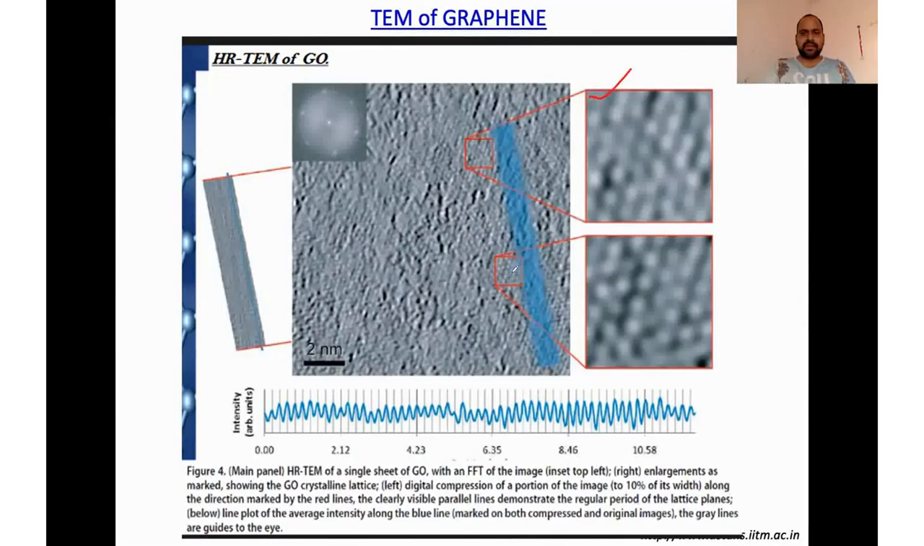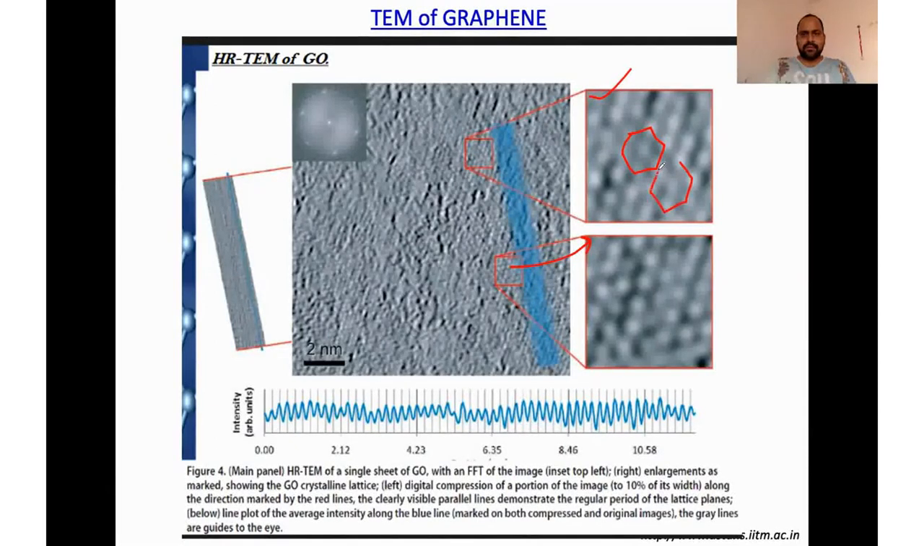Let's see the next example. See here the clear difference when we do a cross-sectional TEM analysis. Figure A shows the monolayer graphene. If you see this area, the layer, this shows basically a single layer of graphene.